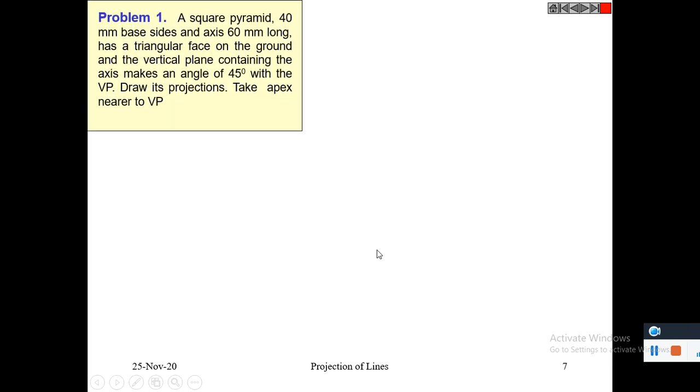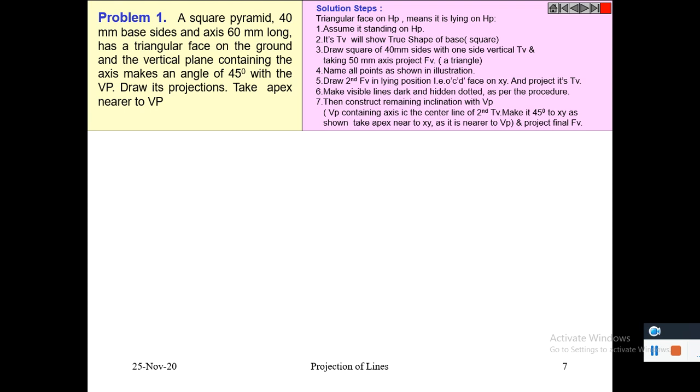So, a square pyramid, 40 millimeter base side and axis 60 millimeter long, has a triangular face on the ground, and the vertical plane containing the axis makes an angle of 45 degrees with the VP. Draw its projections. Take apex nearer to VP. These are the steps for the solution.